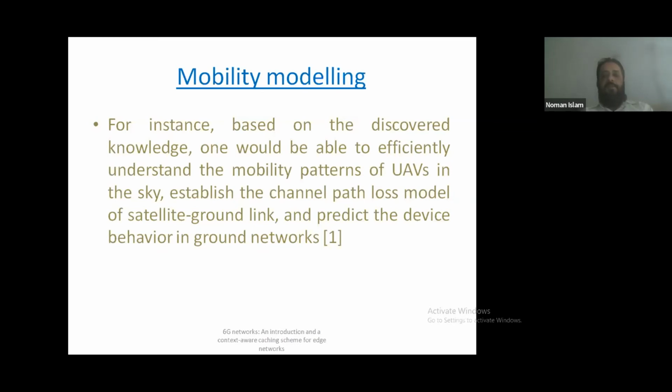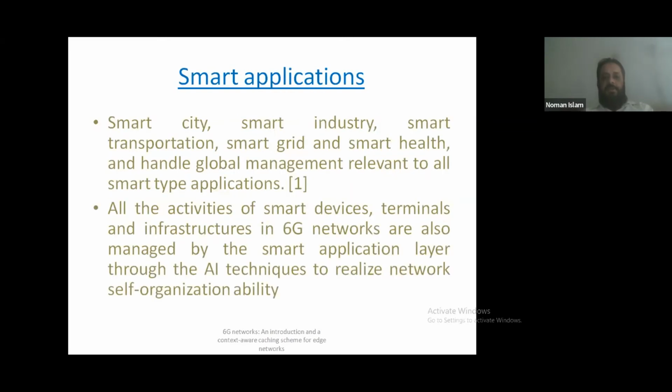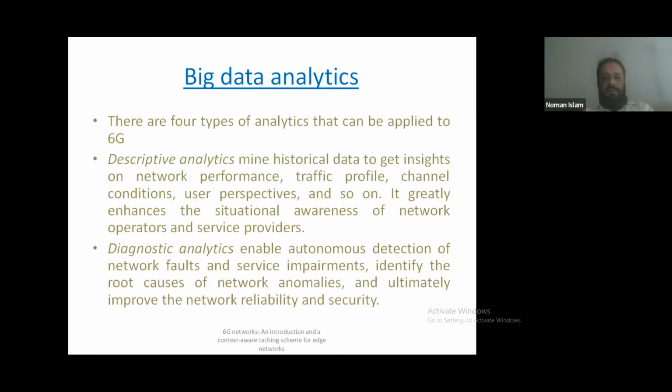So mobility management can be easily achieved based on artificial intelligence. You can determine which mobility pattern a particular unmanned aerial vehicle is going to follow, and based on that, different problems such as the path loss model can be determined, and multipath fading effects can be handled based on artificial intelligence. Then obviously I have discussed that different types of smart applications are possible using 6G networks.